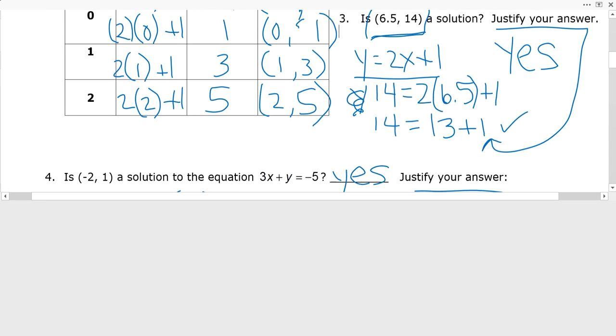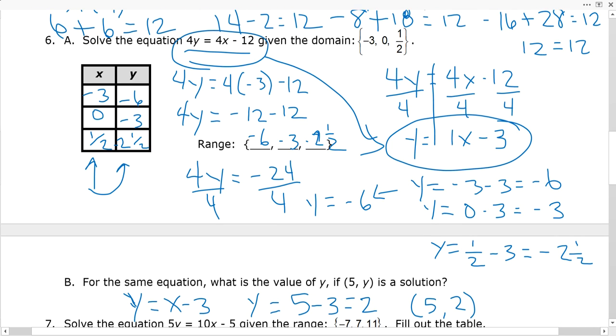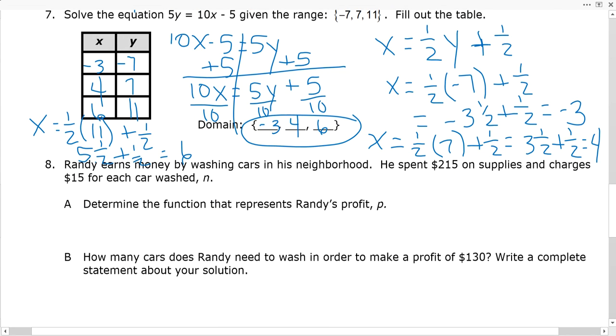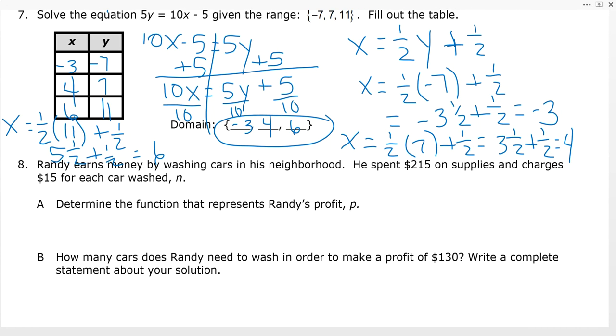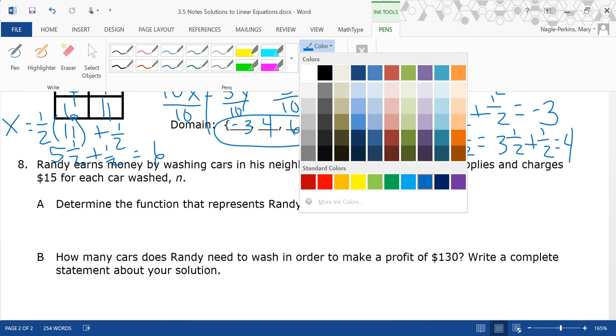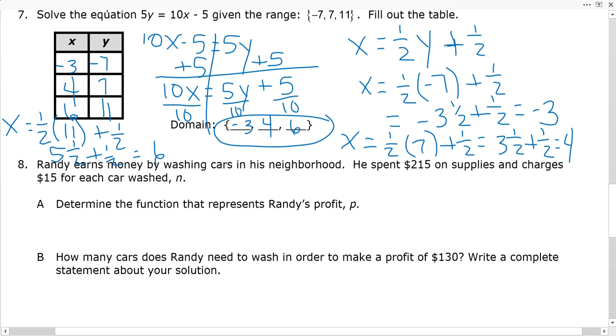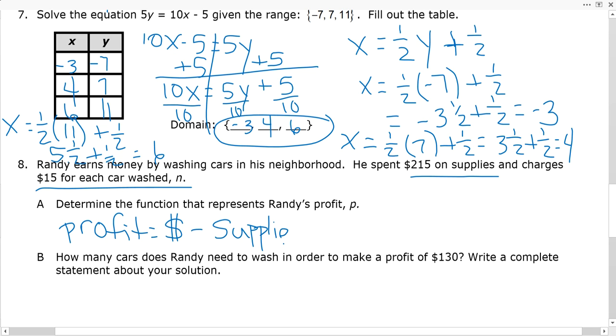Okay. Washing cars. $215 on supplies, $15 for car washes. Profit is the money you make minus how much you spend on supplies. You don't start making money until you've paid off your supplies, so that's where your profit comes in.